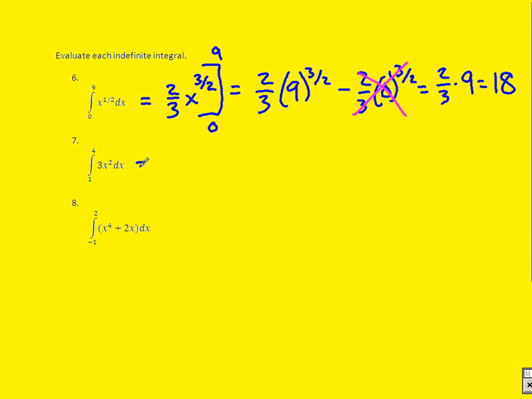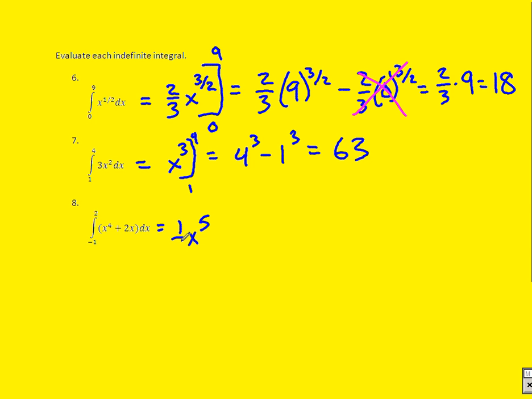For number 7, the integral of 3x squared will be x cubed. Evaluate that from 1 to 4. That means I'm just going to plug in 4 cubed and then subtract 1 cubed. And I get 63 for my answer on that one. 64 minus 1.